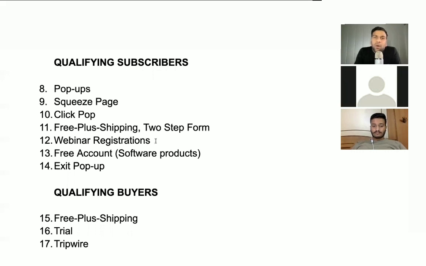Then we have free account. If you are selling software products, then this strategy is most famous, where they give you a trial, some free access to their product so that you can experience what sort of product they have, and then you can enroll for their premium products later. A couple of examples are Asana, Trello, even ClickFunnels gives you a 14-day free trial. There are tons of software which give you a free account, and if you find them good, then you can move ahead with the final purchase.